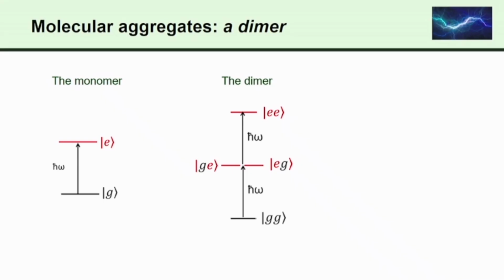But now, what happens if the molecules are close enough as to interact by electrostatic interaction? So, of course, if these two degenerate states interact, you get a splitting.